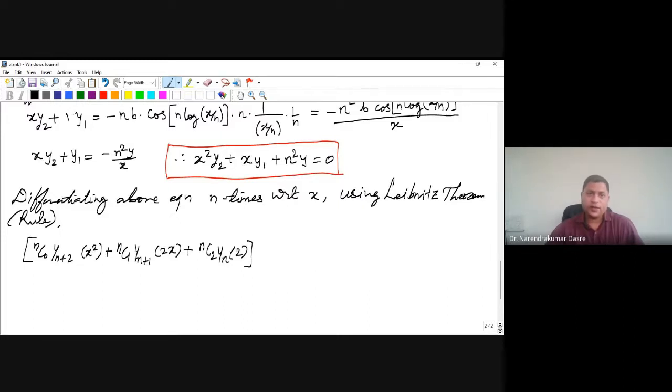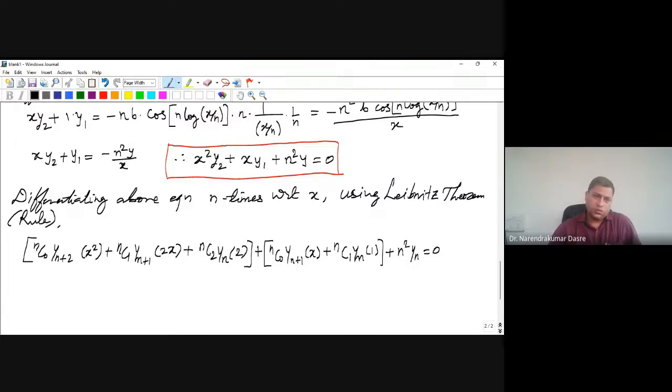So we have applied this to the first term. Now we have to think of the second term. So we have nc0 yn plus 1. Because we have one derivative here and we are finding the nth derivative, so it will become n plus 1. And this x remains as it is. Plus nc1 yn, and the derivative of x is going to be 1. And plus, this is n square yn is equal to 0.